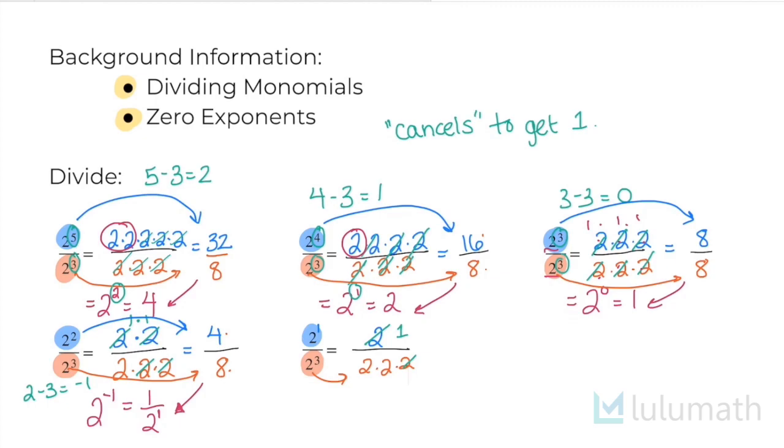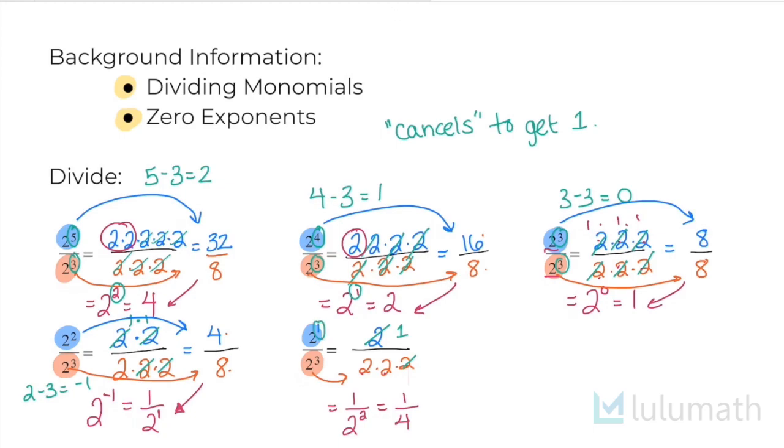We talked about this in the zero exponents video, but just a reminder, it cancels to get 1. We also talked about it in the dividing monomials video as well. So I'm left over with a 1 in the numerator, and then I have 2 times 2 in the denominator, which is 2 to the power of 2. So I simply have 1 over 4 as my answer here.